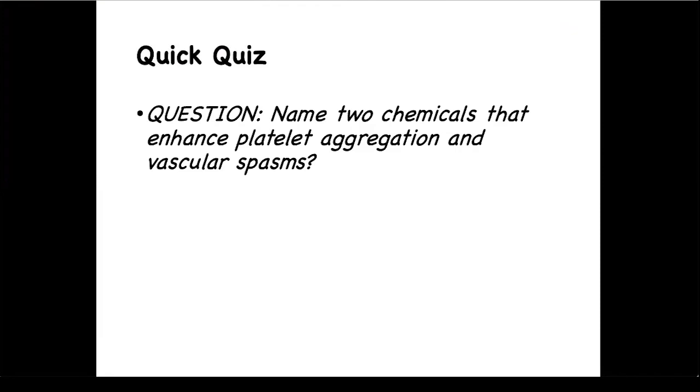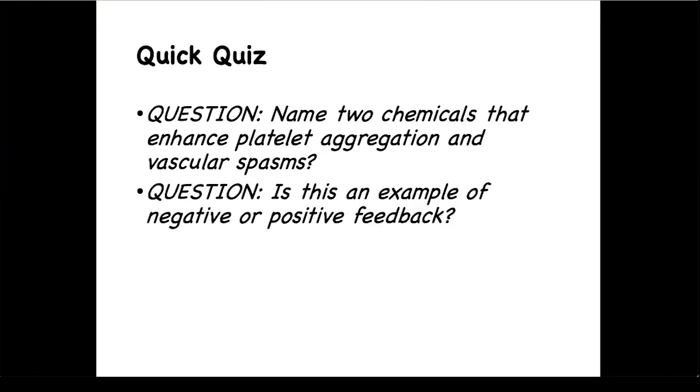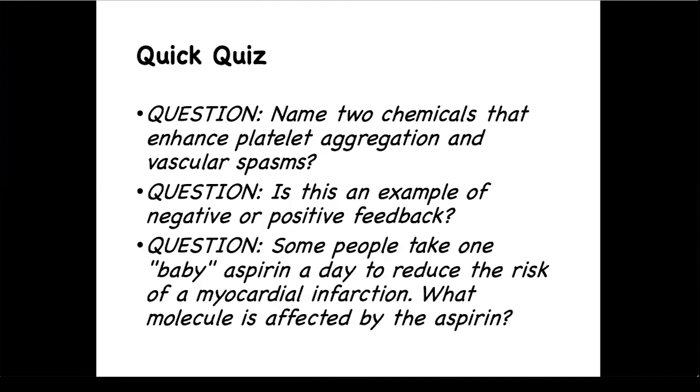Let's take a quick quiz. I want you to try to answer these questions. Name 2 chemicals that enhance platelet aggregation and vascular spasms. Recall that this is thromboxane A2 and serotonin. Is this an example of negative or positive feedback? It is an example of positive feedback.